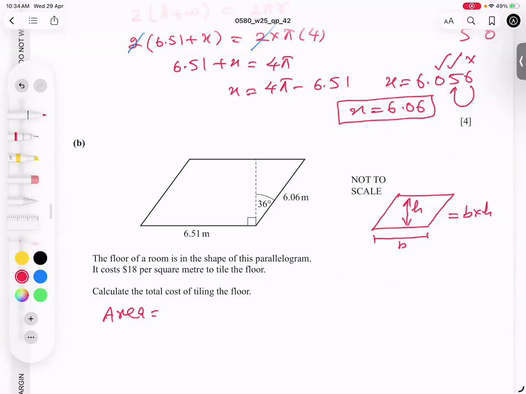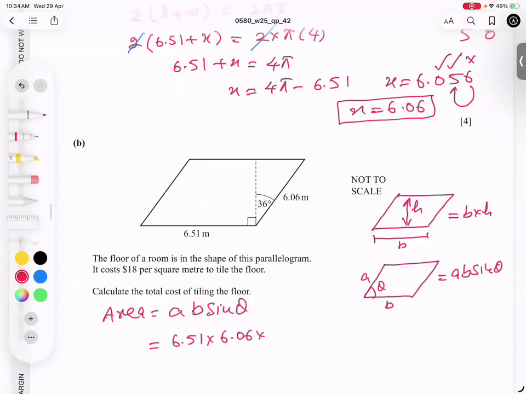Base into height. Second option, if we have this given and this given and the angle given, then the formula is AB sine theta. So I will use the lower one. So what is AB sine theta? A is what? 6.51. B is what? 6.06. And theta is what, students? Theta is basically adding these 2 angles. So 90 plus 36.